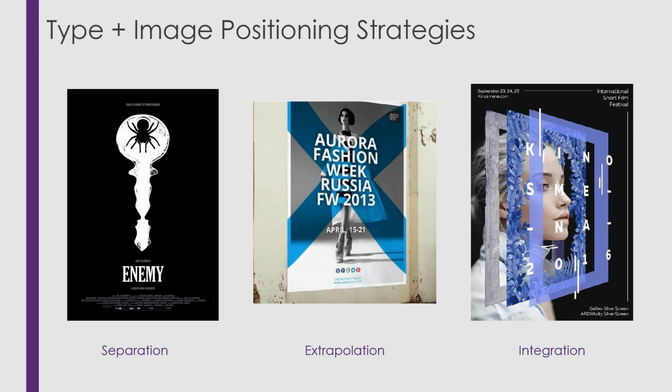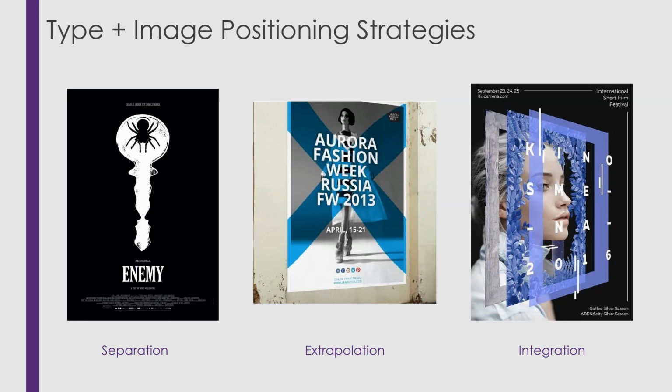So starting on the left, this is an example of separation, meaning that the image and the text are separate from each other. They are not touching, right? There is very clearly an image on the top of this poster and very clearly text at the bottom. So having text and images separate from each other is one positioning strategy.